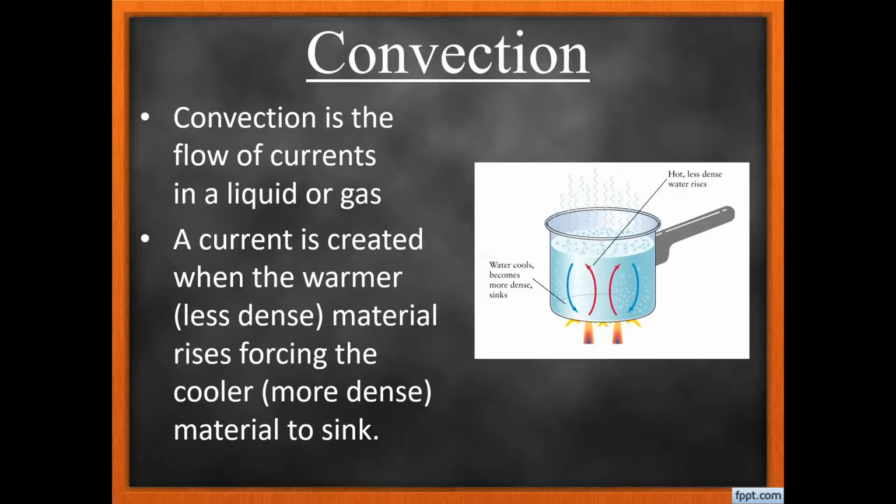In this system, we see conduction going on between the flame and the bottom of the pot, and from the bottom of the pot to the bottom layer of water. That's conduction. However, most of the water is heated by convection, this rising and falling of water. The warm water is heated and rises to the top, and the cooler water sinks down to the bottom. This motion of hotter rising and cooler sinking is convection.